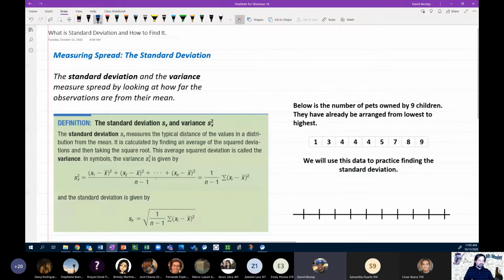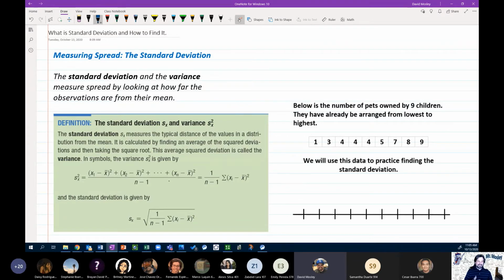But all this is saying is you take an observation, subtract the mean, square it, then add the next observation minus the mean squared, then add the next observation minus the mean squared, up until you've used all your observations, or all the numbers. An observation is a number in your data set. You've used all your numbers to find all the differences squared of the mean, and you divide by n minus 1.